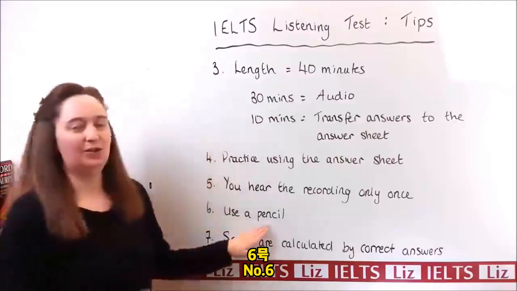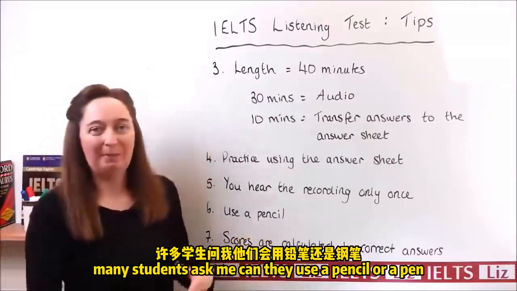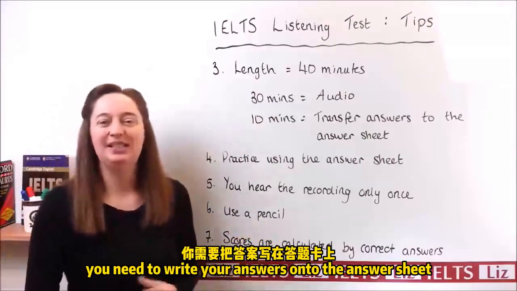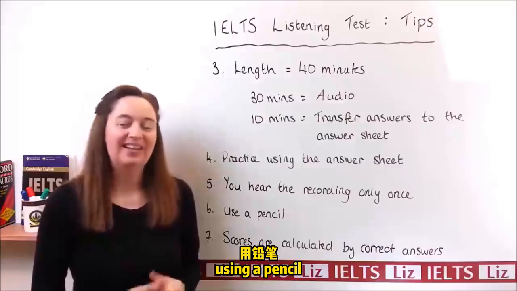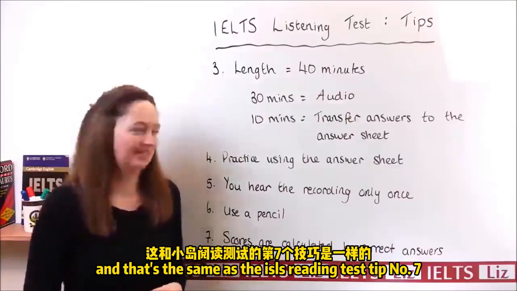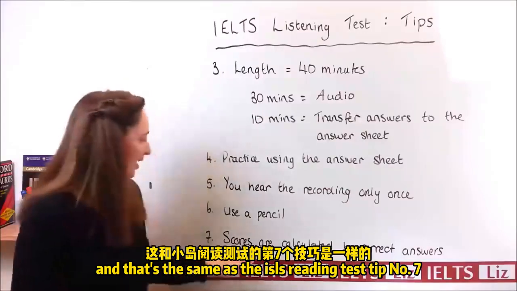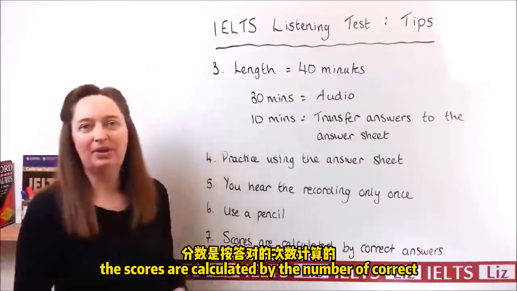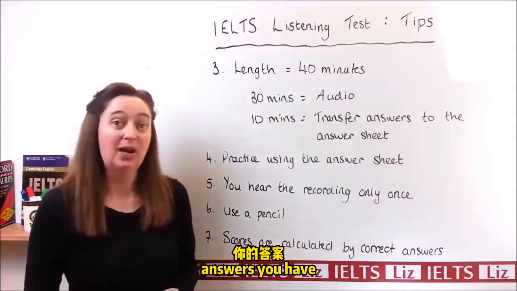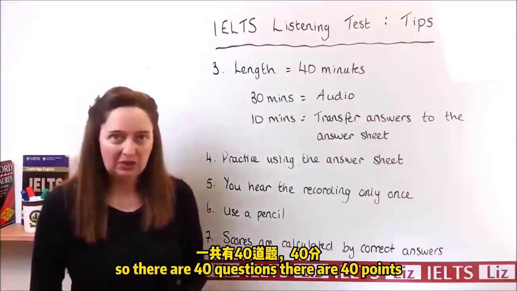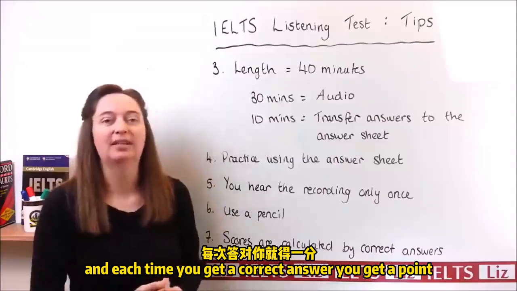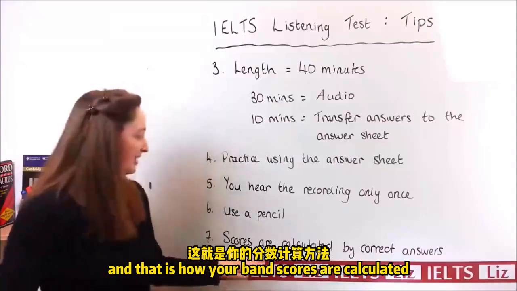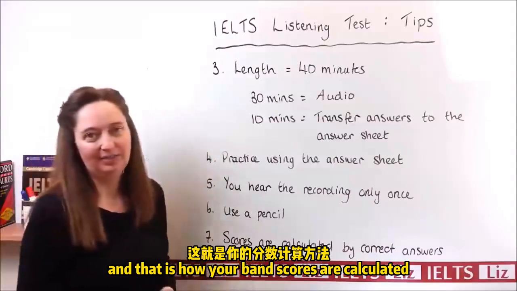Number 6, many students ask me, can they use a pencil or a pen? The answer is you need to write your answers onto the answer sheet using a pencil. And that's the same as the IELTS reading test. Tip number 7. The scores are calculated by the number of correct answers you have. So there are 40 questions, there are 40 points. And each time you get a correct answer, you get a point. And that is how your band scores are calculated.